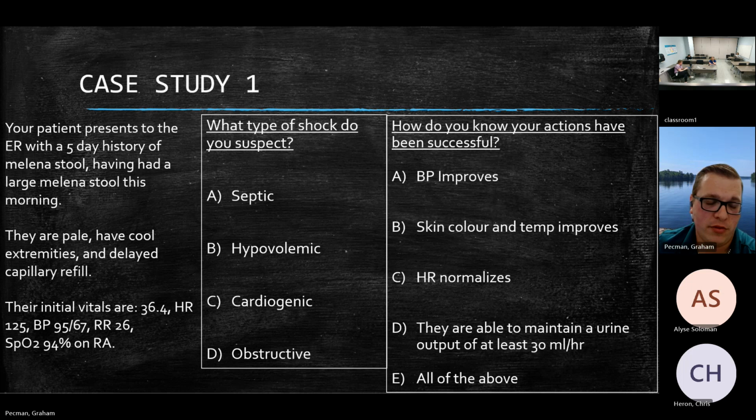And you may be looking at that blood pressure going, that's not really that bad, but the heart rate's kind of telling there. And their presentation, they have a history of melena stools over the last 5 days, having had a large bowel movement this morning before coming into us. It's a classic example of hypovolemic shock. They're compensating at this point in this case.